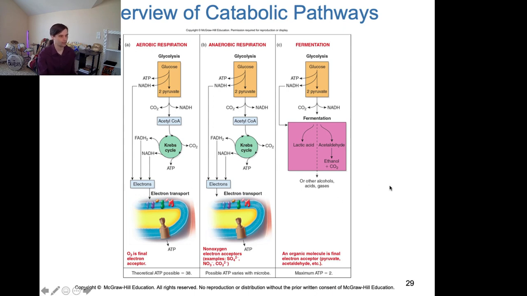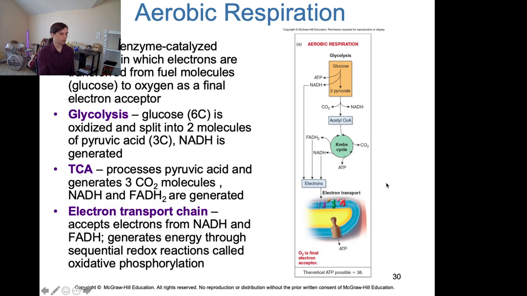So aerobic respiration uses the traditional glycolysis, electron transport chain, Krebs cycle, things like that. It's also called the carbon cycle, depending on the books that you're in. It changes around from time to time.